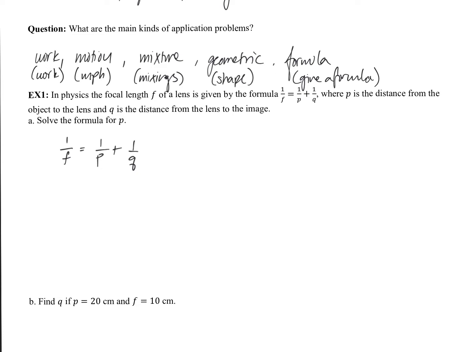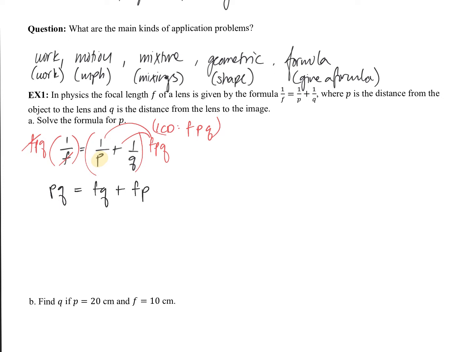Alright, so where is p? P is down here in the denominator. So what I'm going to do is get rid of all of the fractions. To do that, I'll use my lowest common denominator of fpq. And let's go ahead and multiply that out. Once again, I'm trying to solve for p, and to do that, I'm going to get it out of the denominator first. So when we distribute that in, and the f cancels with that f, we're left with pq equals fq plus fp. Because the p canceled and the q canceled.